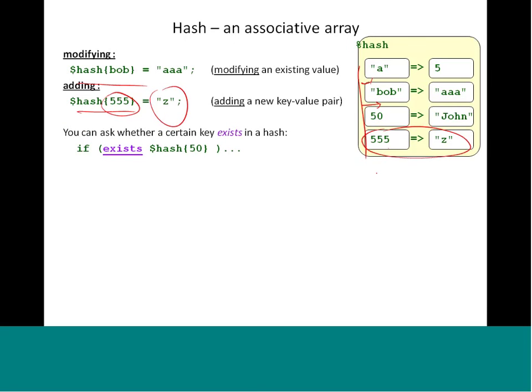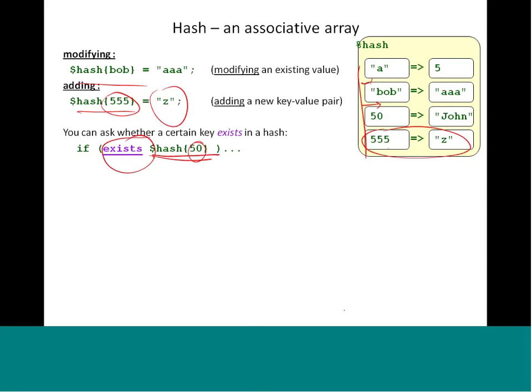The way to check whether a certain key exists is to use this function called exists. This is actually doing two things. It finds whether there is a value that exists corresponding to this key, which is essentially testing whether that key exists in there.